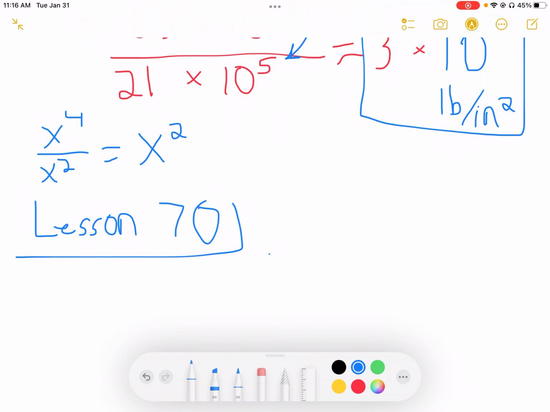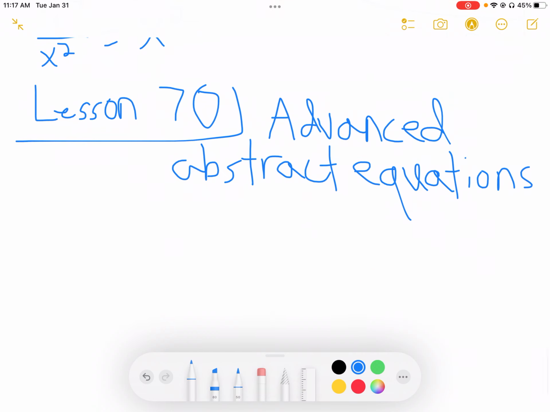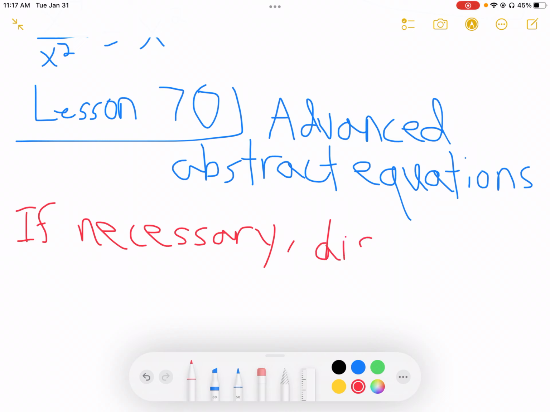Okay, so we'll just say advanced abstract equations. So if I just put some steps here, you just say, if necessary, we want to distribute.